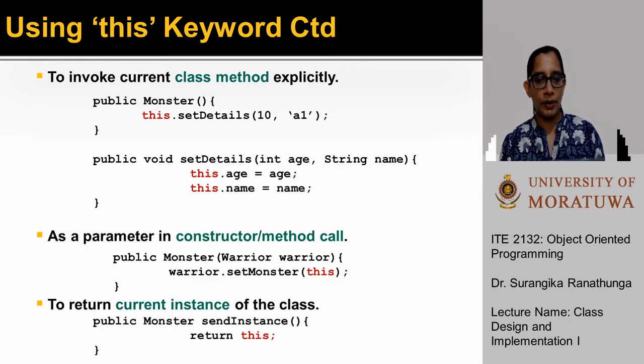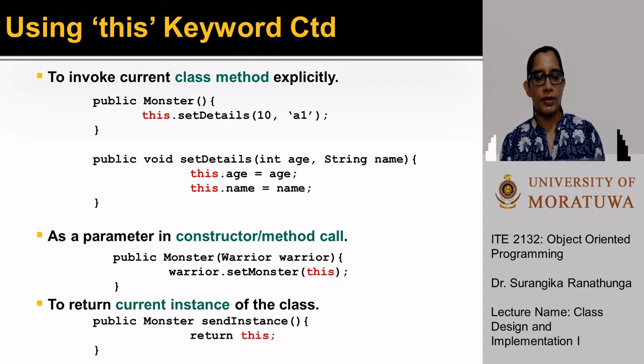And there are two other places where we can make use of this keyword. The first one is when we have to pass the object as a parameter to some other method. For example, if you see here, for the Warrior setMonster method, we have to give a Monster. So we have to give the current instance of the Monster here. So what we do is we pass this keyword. That's all we write, this keyword, and the object corresponding to the current Monster will be sent to this Warrior object.